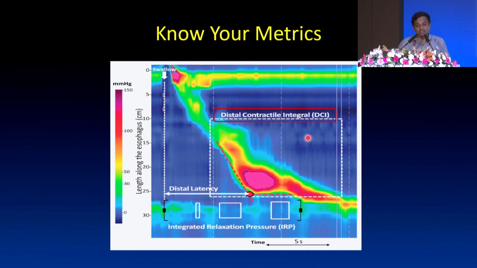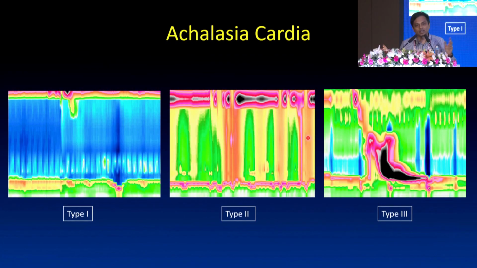On the other hand, if it is contracting very, very vigorously, it again leads to dysphagia, because the bolus will get trapped within the esophageal lumen, and that also is counterproductive. So DCI basically tells us how vigorously the esophagus is contracting. So these only 3 metrics you need to know very well to analyze a manometry graph.